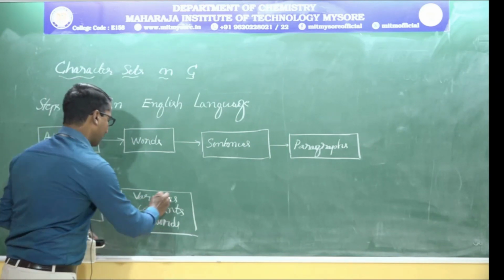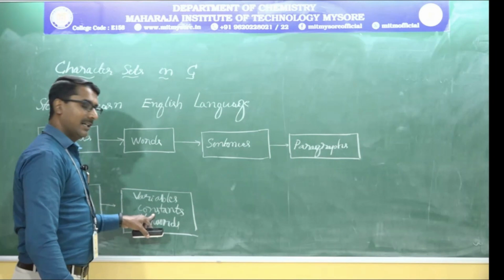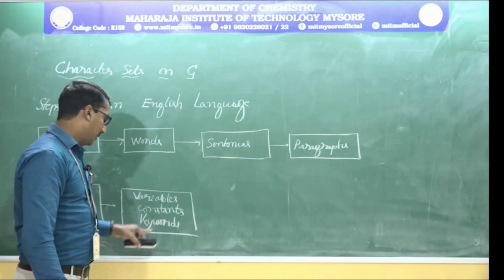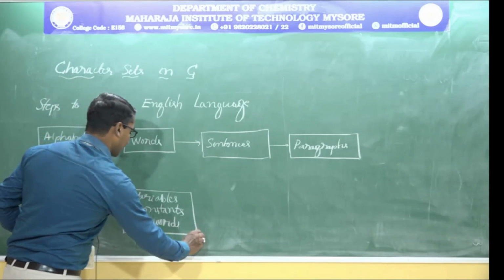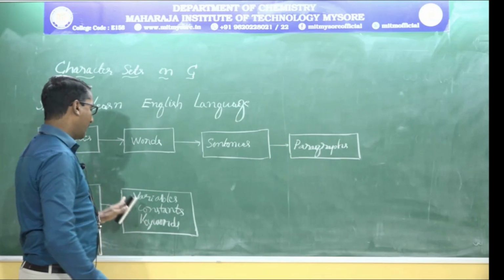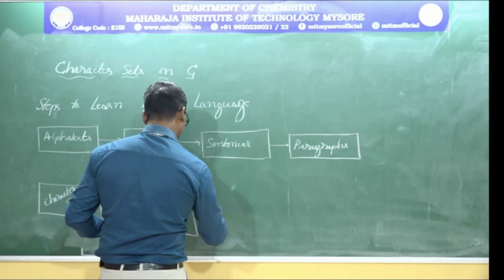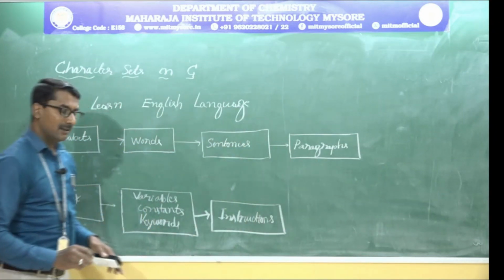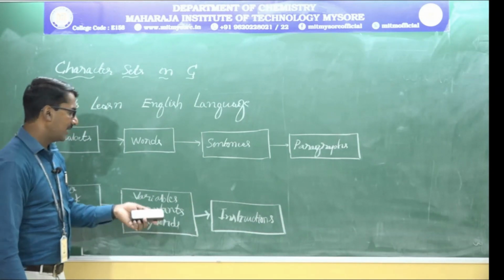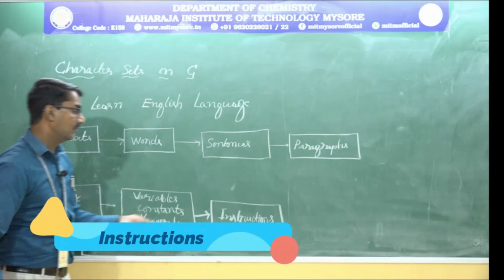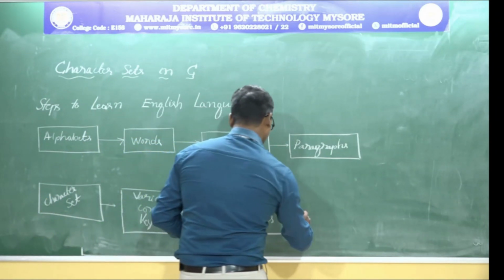We need to know how we can declare variables, what constants are used in C programming, and what keywords are available in C. So first we need to know the character set, followed by variables, constants and keywords. Next are the instructions. After knowing the variables, constants and keywords, the combination of them is the instruction. Last is the program.